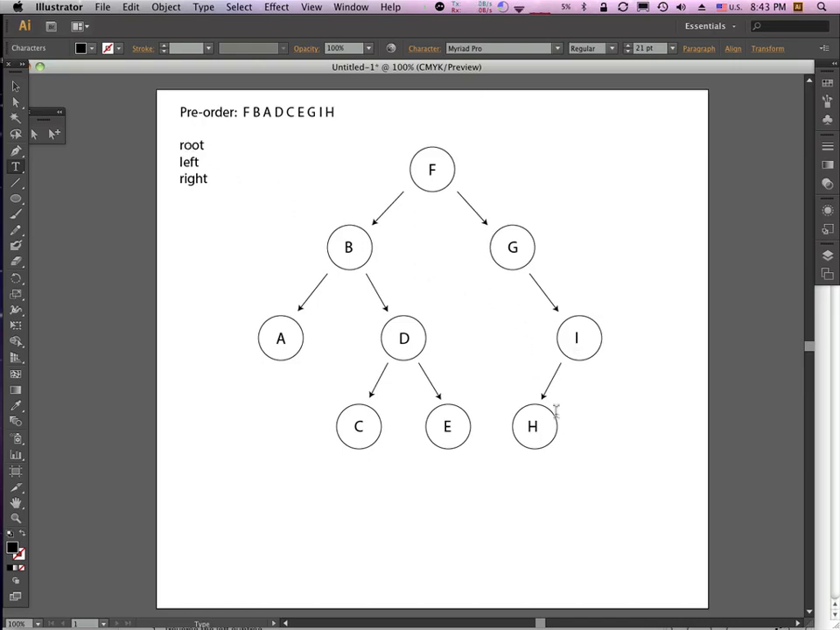I did itself, I did its left, I did its right, I is done, which means G has done itself, looked to its left, looked to its right, it is done. And we come back to F, and F has now done itself, done its left subtree, and done its right subtree. We're finished.